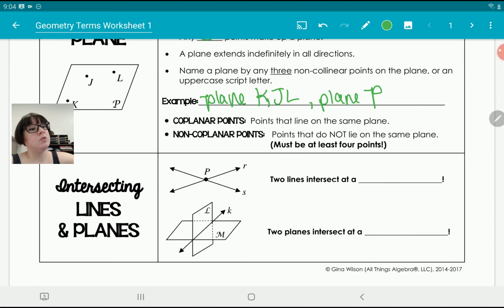So if 2 lines intersect or meet each other, you can see that they're going to intersect at a point. So example here, we have that line R and line S intersect at point P. And then if we have 2 planes meeting each other, they're going to meet each other or intersect at a line. So we can see that this plane here, L, and this plane here, M, intersect at line K. So that's where they meet each other.